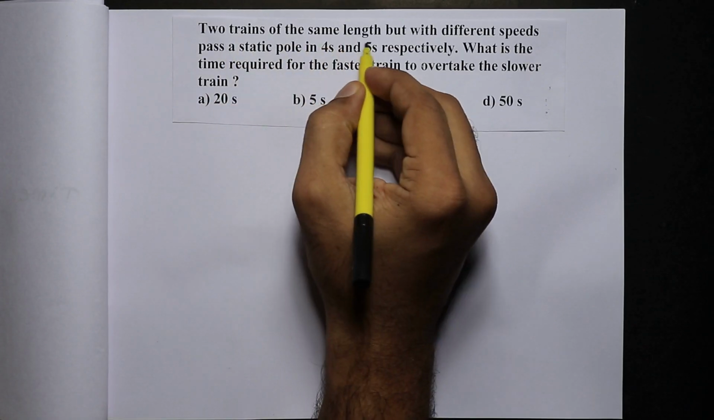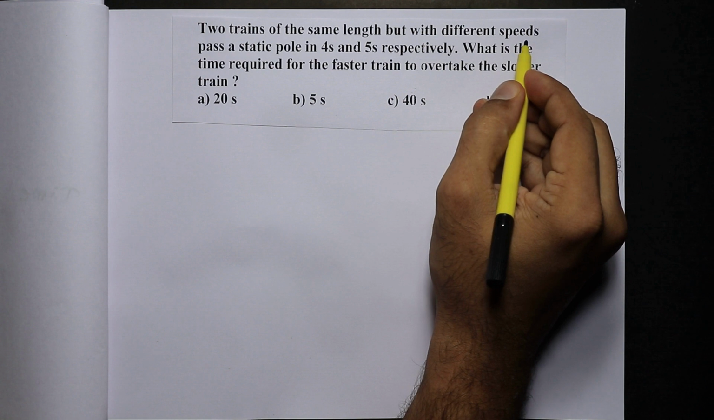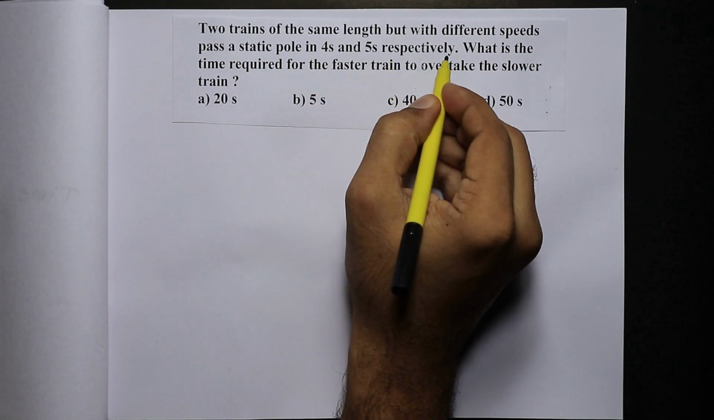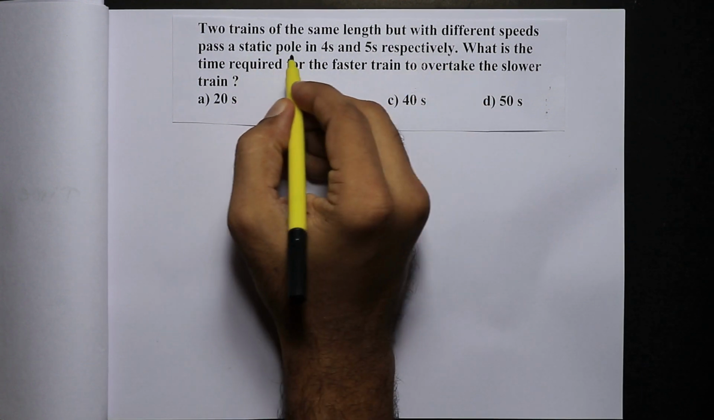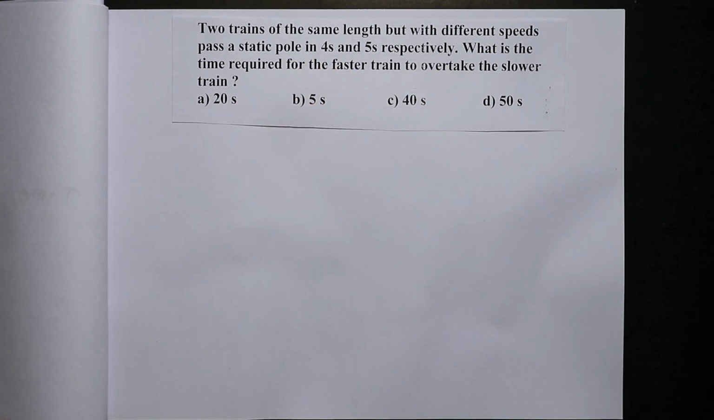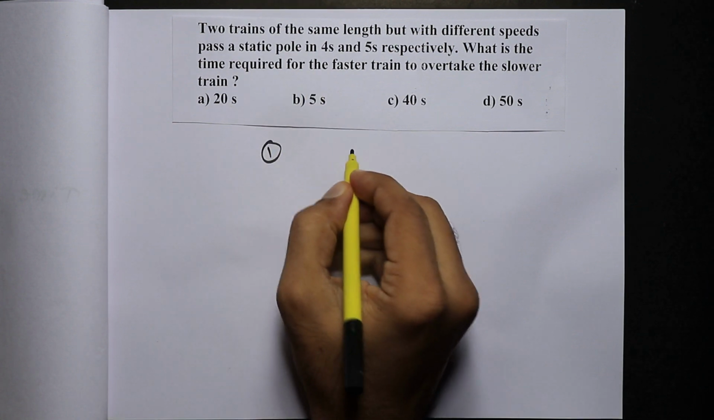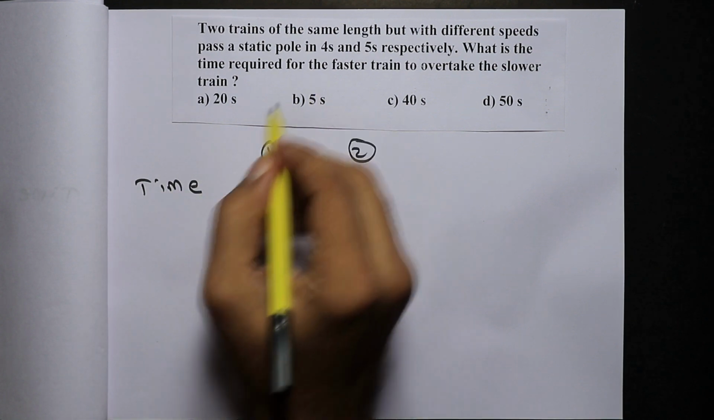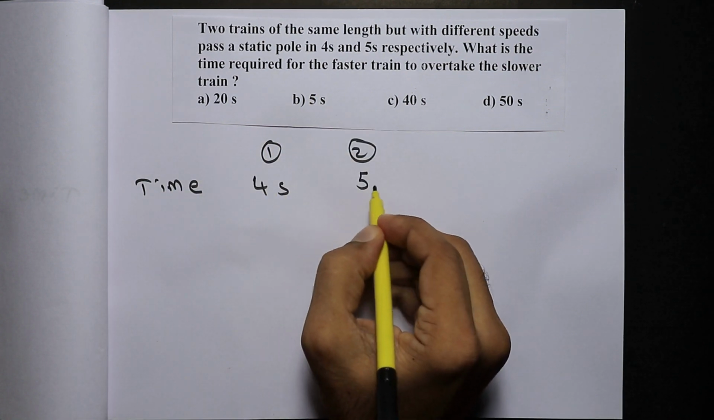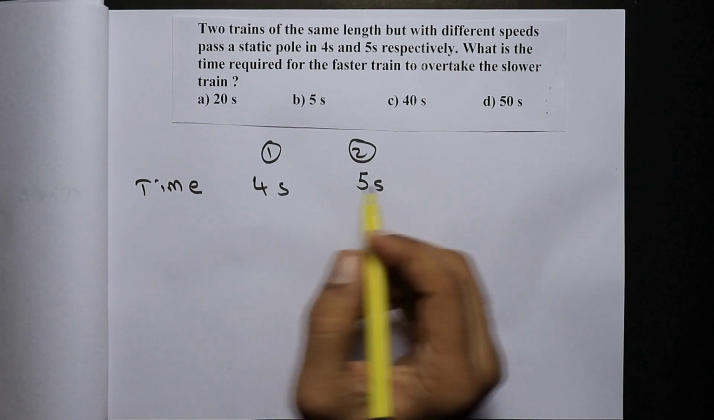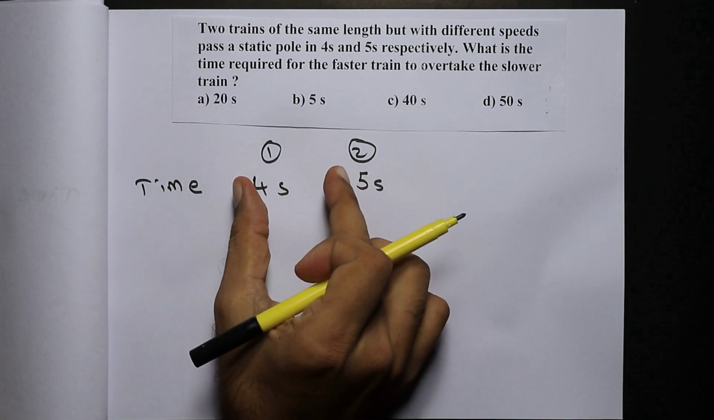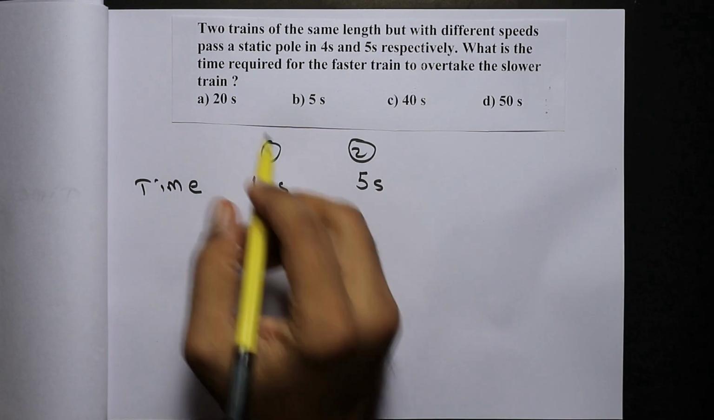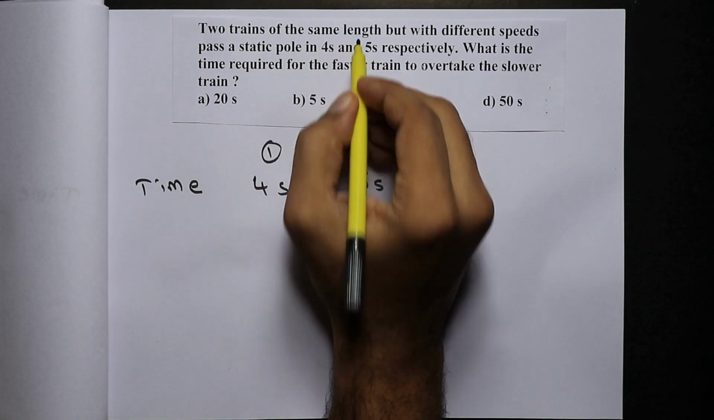Two trains of the same length but with different speeds pass a static pole in 4 seconds and 5 seconds respectively. Static means a pole that does not move. So two trains are there, that is train 1 and train 2. And the time taken to pass a pole is 4 seconds and 5 seconds respectively. Now to pass a pole means the length of the train has to be passed. So distance to be moved is the length of the train, and both the trains are of the same length.